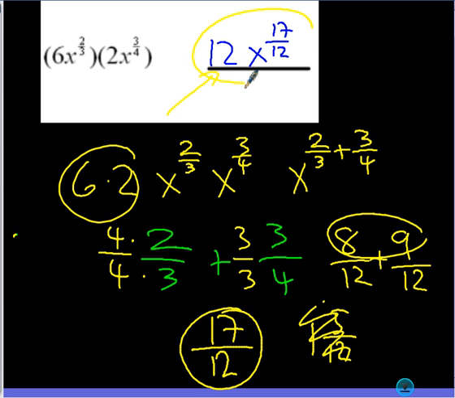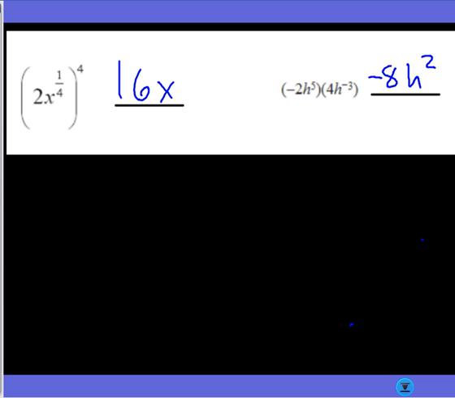I'm going to write it like that. Just leave it as 17 over 12. I put the last two together on one page.